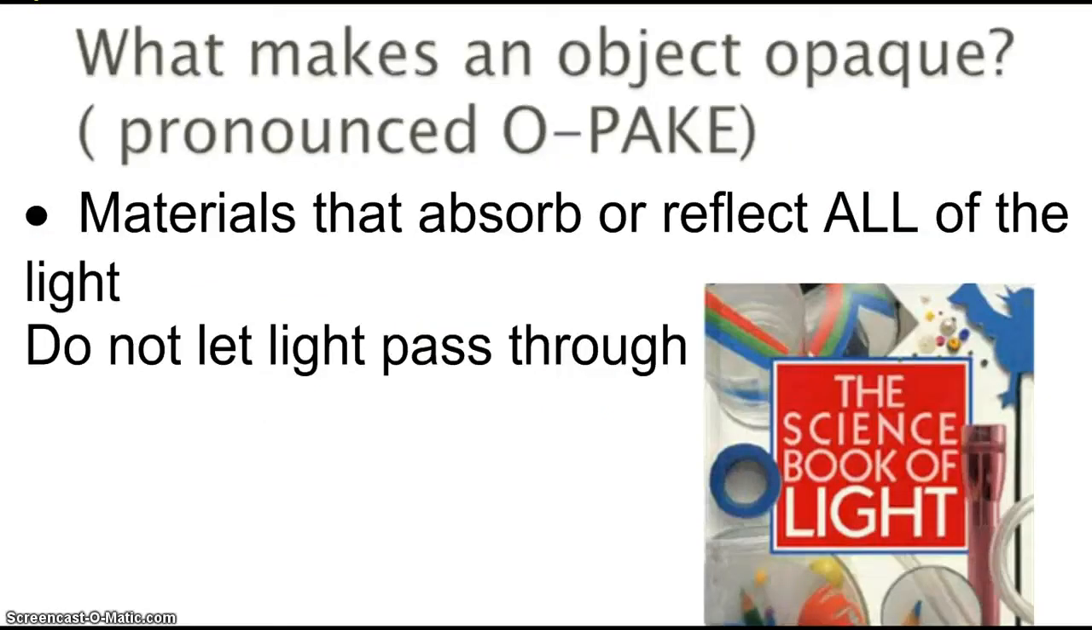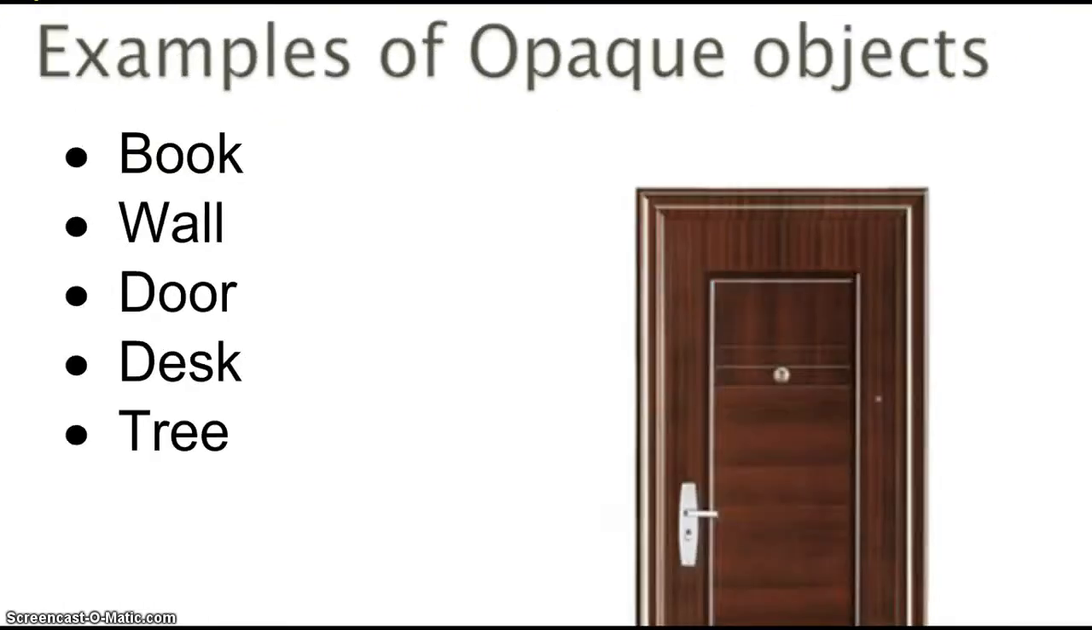What makes an object opaque? Materials that absorb or reflect all of the light are opaque. They do not let the light pass through. So simple enough, objects that don't allow any light to pass through. Examples of opaque objects: a book, a wall, a door, a desk, a tree, your head. All of these things are opaque objects.